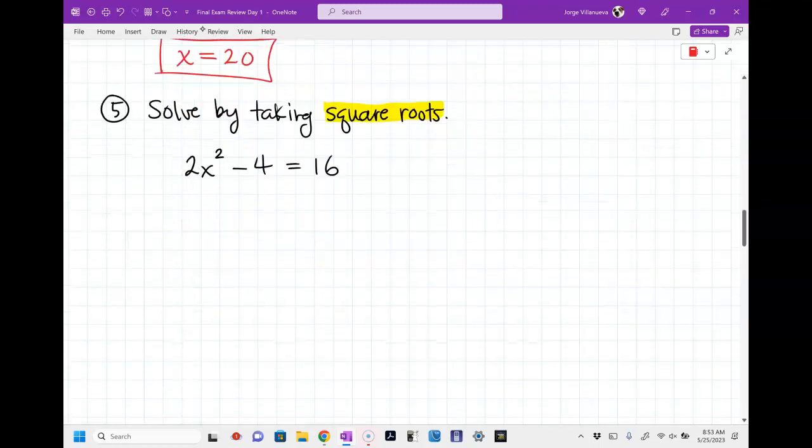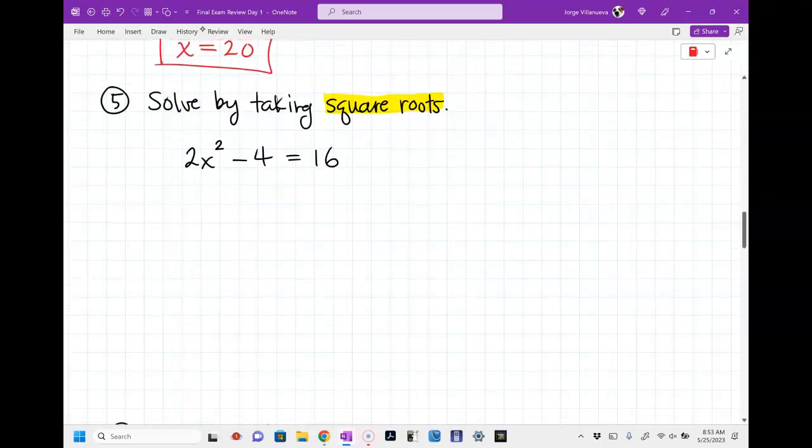All right, number 5. This one they give you a big hint, and it's going to be the same way on the test, so I highlighted it here. The instructions literally say solve by taking square roots. Now, they don't mean to do it immediately, but you're going to solve eventually by taking square roots. So I'll show you what they mean by that. They do tell you what you're trying to go for eventually. You're going to take some square roots.